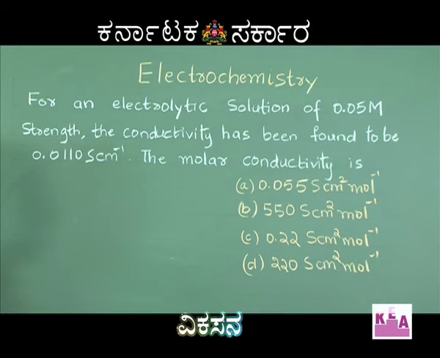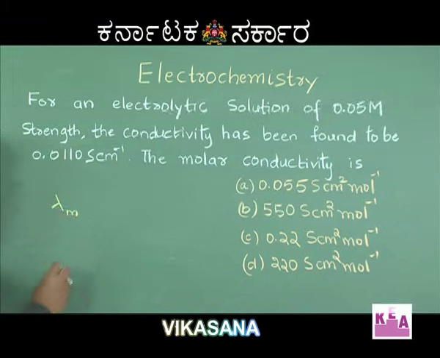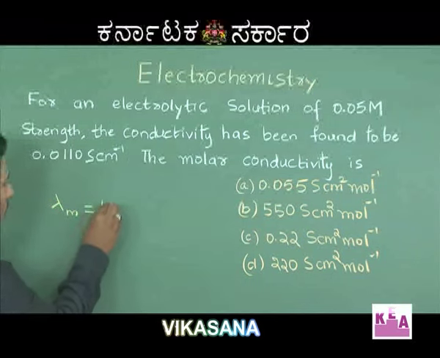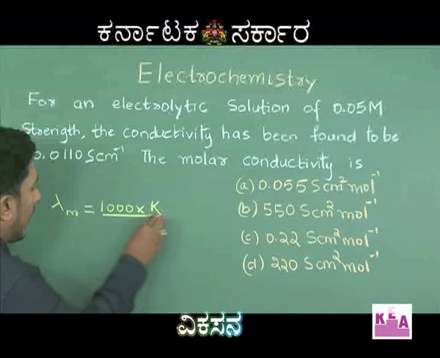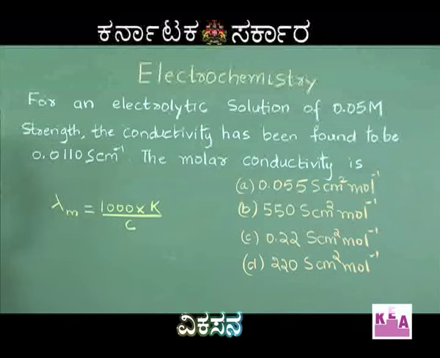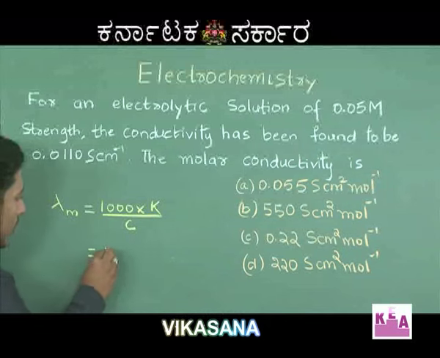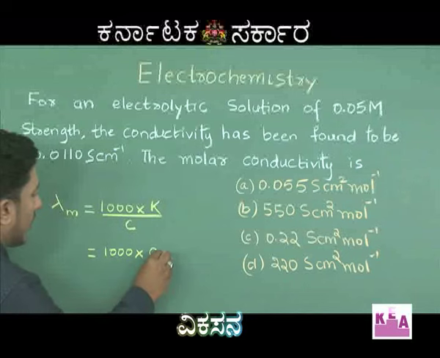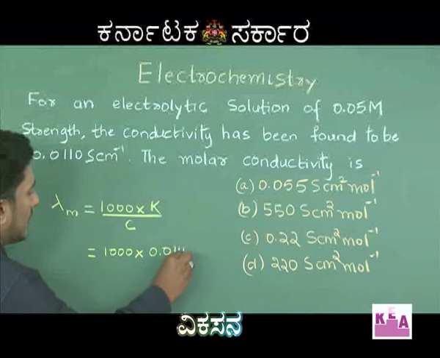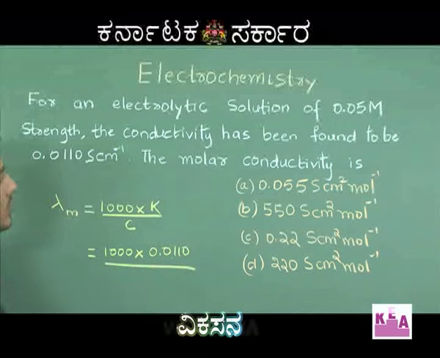Conductivity is given in Siemens per centimeter and the concentration is given in molarity, that is in mole per liter. Hence, the relation between molar conductivity and conductivity is lambda m will be equal to 1000 into conductivity divided by the concentration in molarity or mole per liter. This will be equal to 1000 into the conductivity value, 0.0110, divided by the concentration.